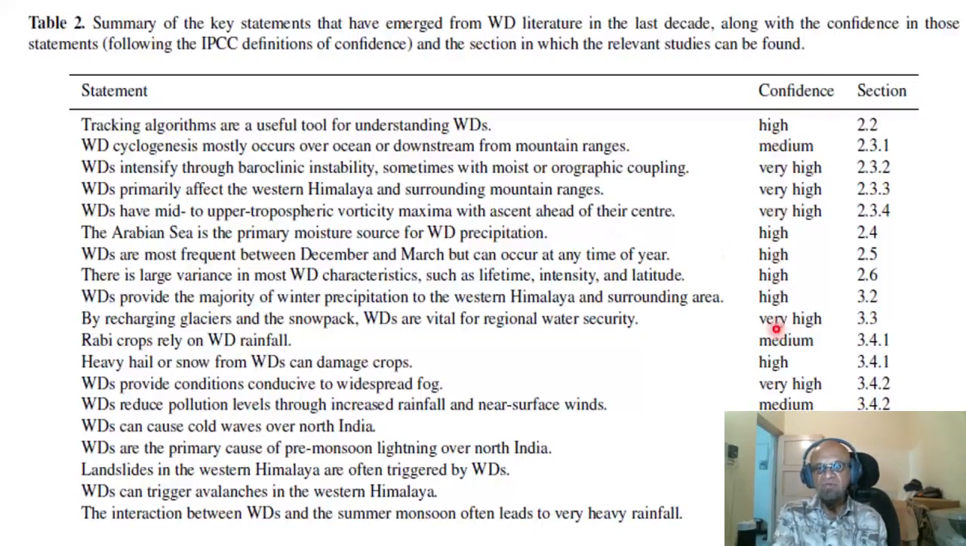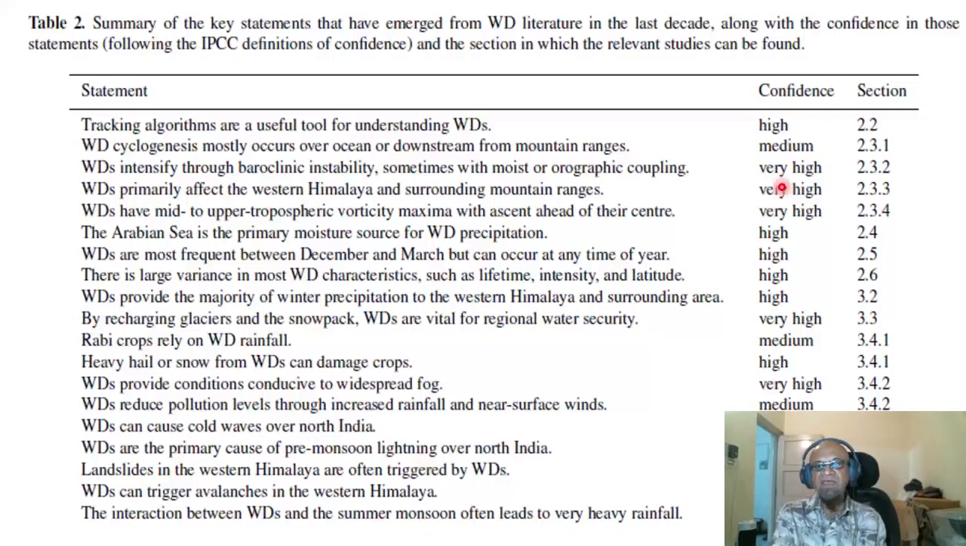So since most of them are high or very high, I'm not going to read the confidences, but here, medium: WDs reduce pollution levels through increased rainfall and near surface winds. The confidence there is medium. The very low one: WDs can trigger avalanches in the western Himalaya. Confidence there is very low.